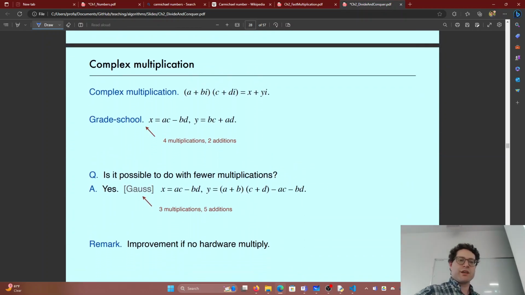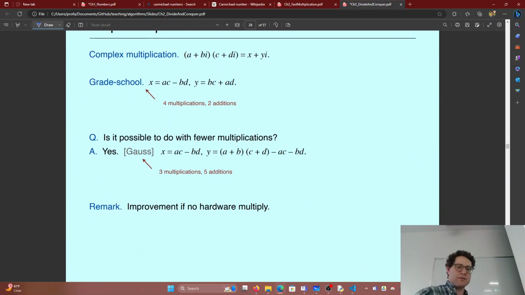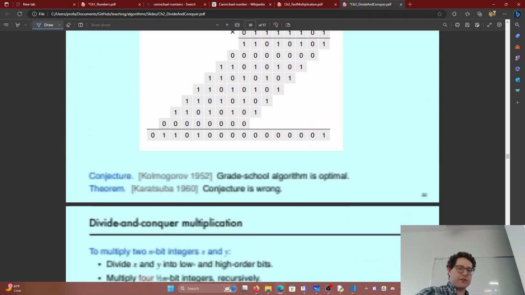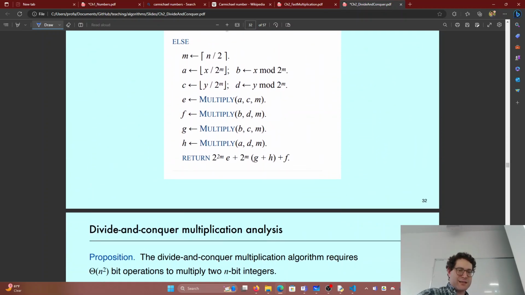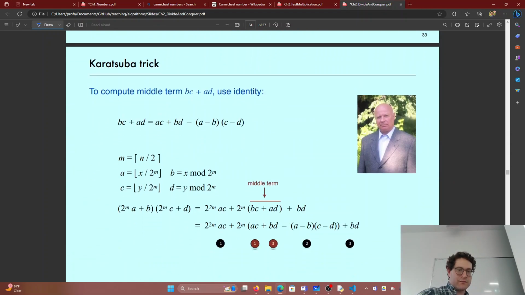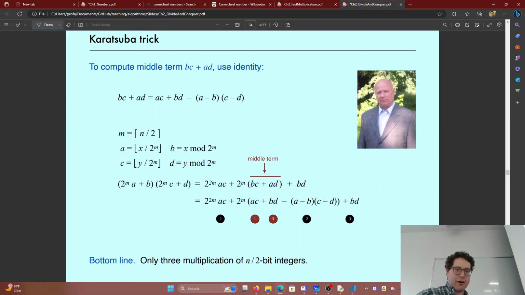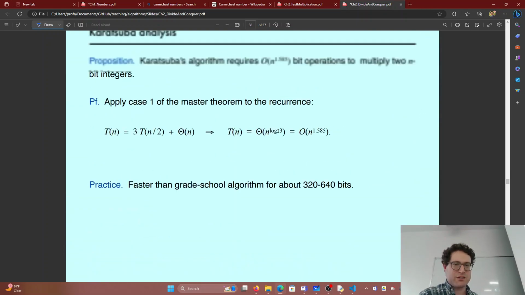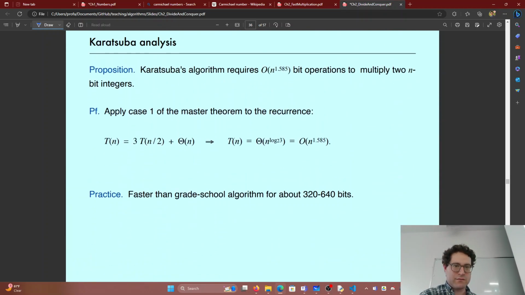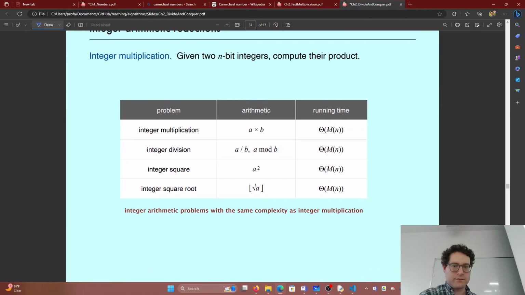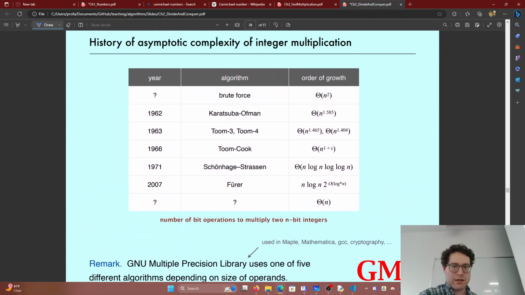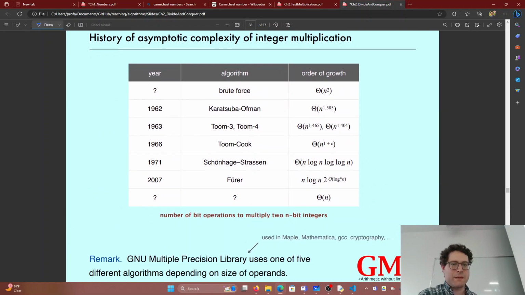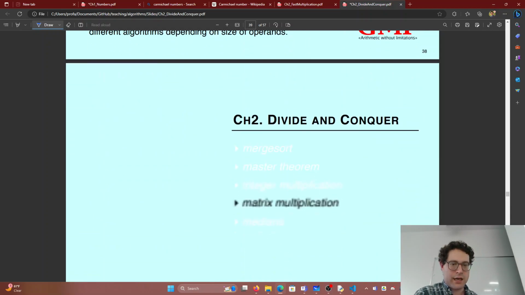Once we know this, we'll take a look at integer multiplication. We'll see that we can actually do integer multiplication a lot faster by using something called the Karatsuba trick, which basically reduces the number of operations we have to do. And what we'll see is that people have been slowly reducing this runtime for multiplication.